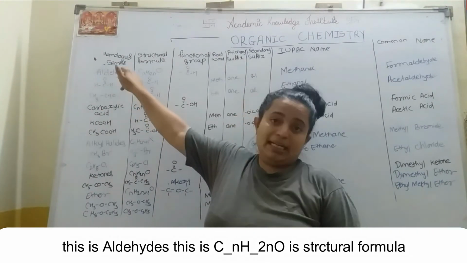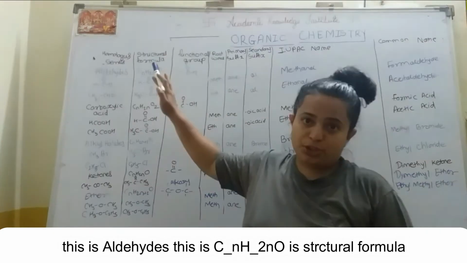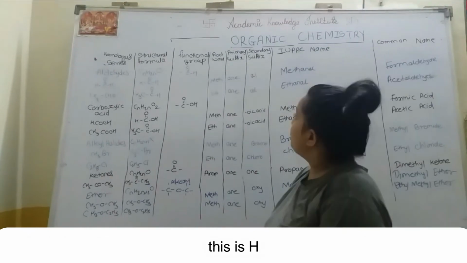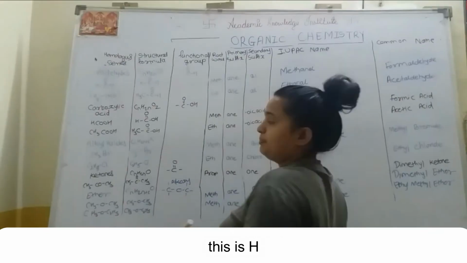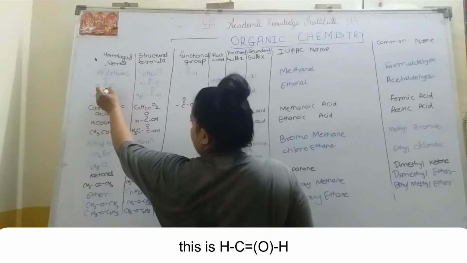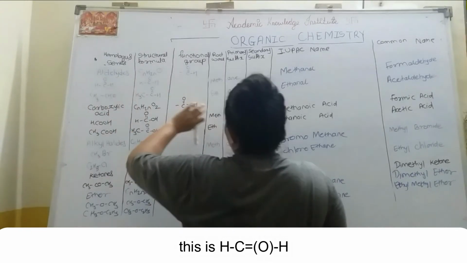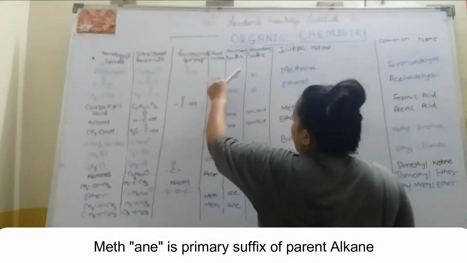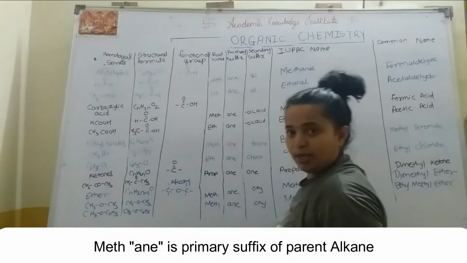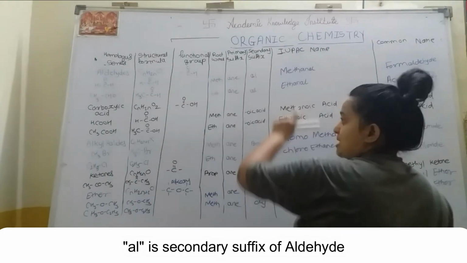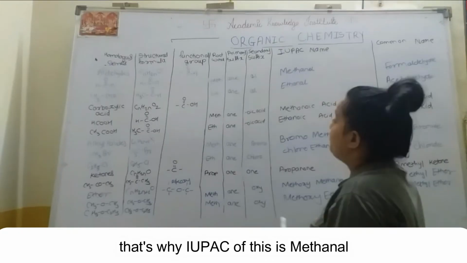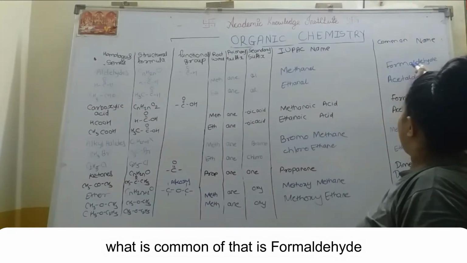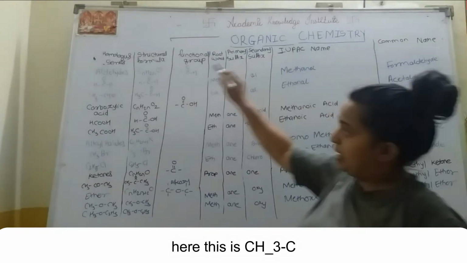This is the aldehyde. This is CnH2nO. This is the structural formula. This is the functional formula. How will we represent the aldehyde group? This is H C double bond O H. Here, how many carbon atoms are there? 1. So that's why it is known as meth. A and E is the primary suffix of parent alkane. AL is the secondary suffix of aldehyde. So the IUPAC name of this is methanal. What is the common name of that? That is formaldehyde.